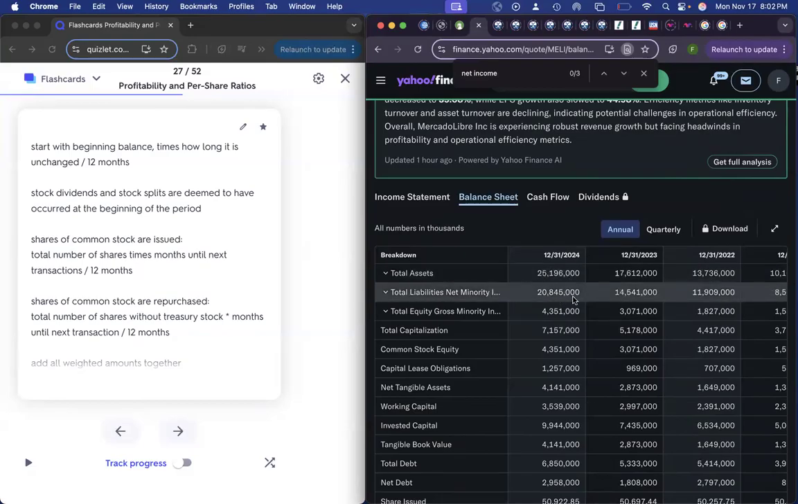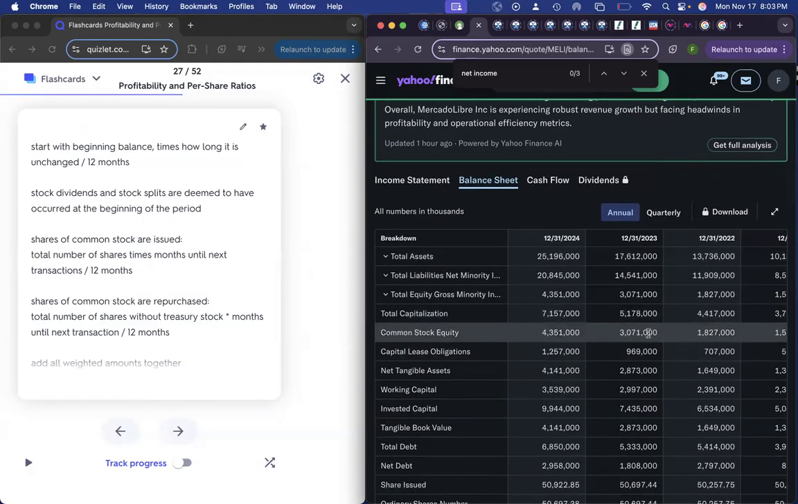Average, like we did before for return on assets, we had the average of the assets. So we had 25.1 plus 17.6 divided by 2. But with weighted average, we're also multiplying by the time that it was around divided by the total amount of time we're measuring, which is a year, right? So we start with the beginning balance of common stock, which was 3.07 million. And however long that balance was unchanged, you multiply it by those months.